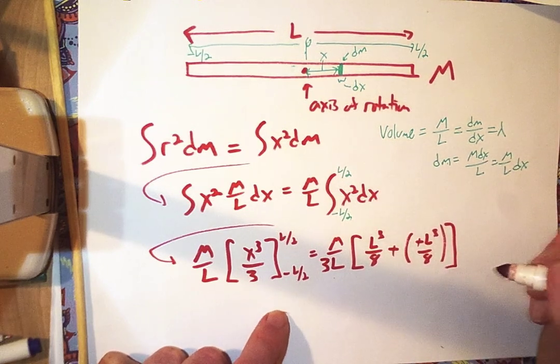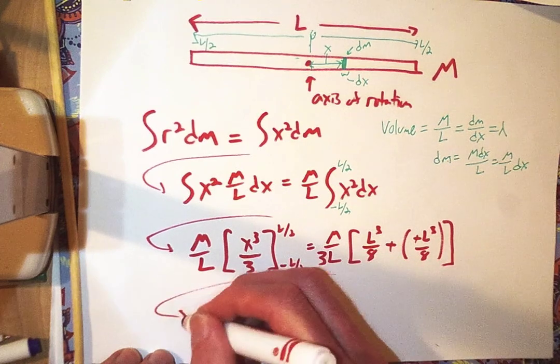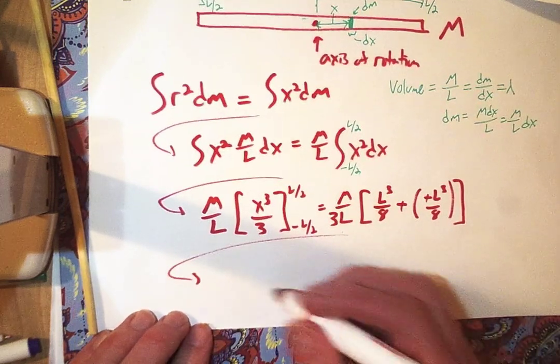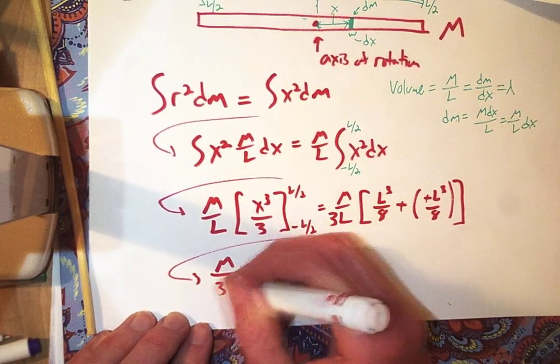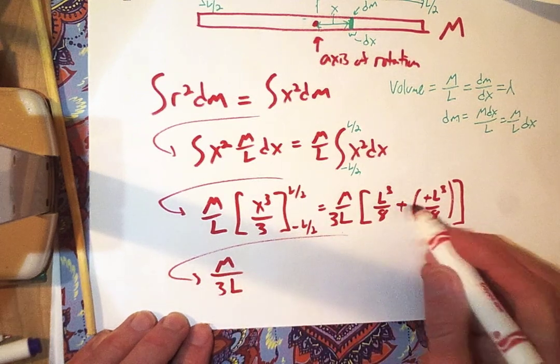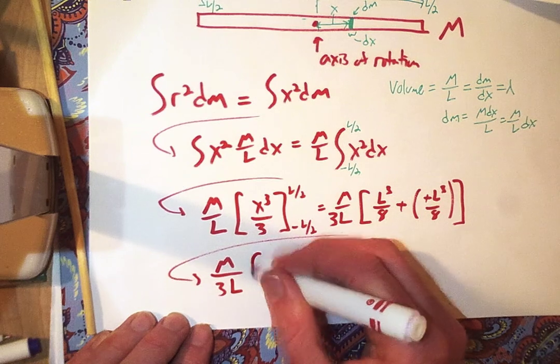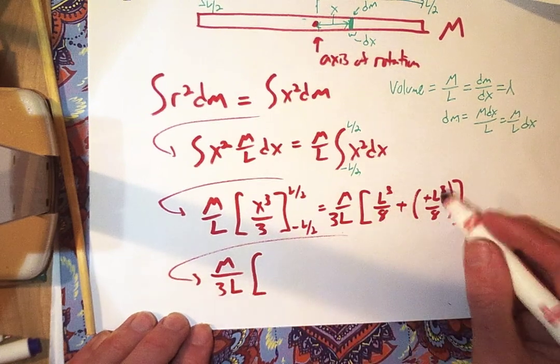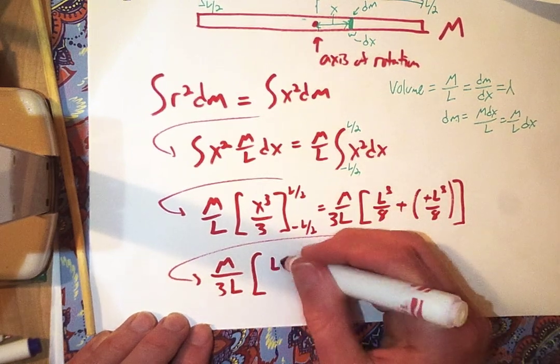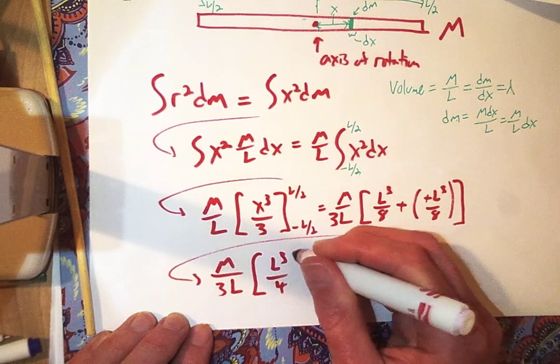Finish that bracket off. That turns into a plus. Just come around over here. So that's going to be m over 3L. And then I've got now, inside the brackets, L cubed over 8 plus L cubed over 8 is going to give me L cubed over 4.